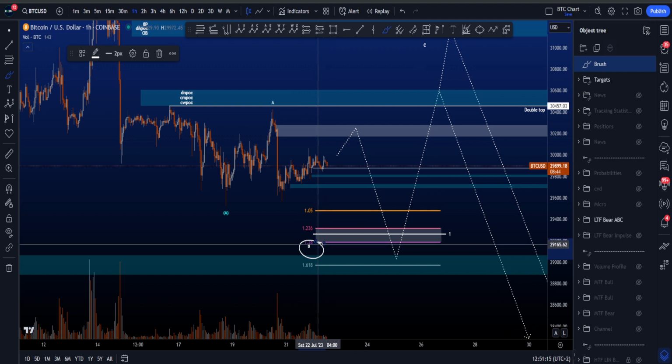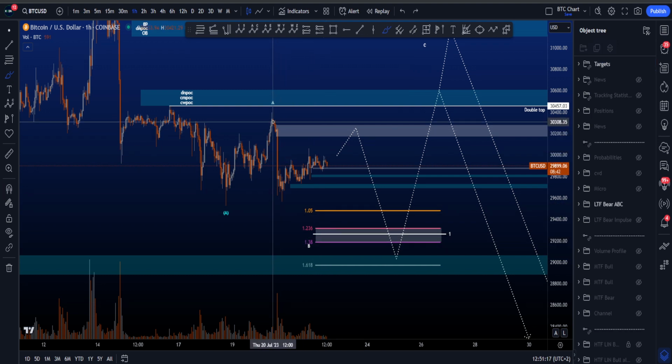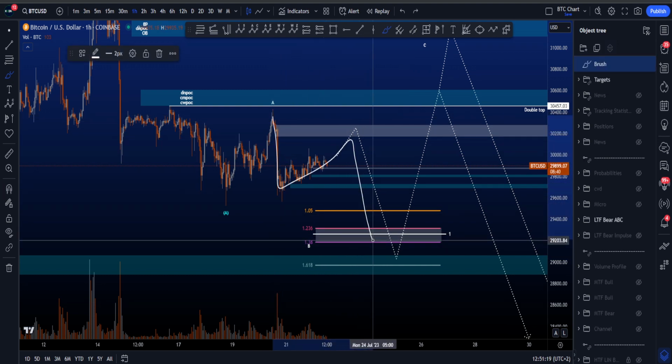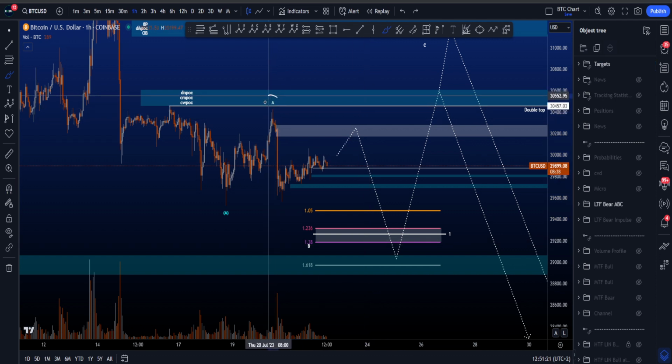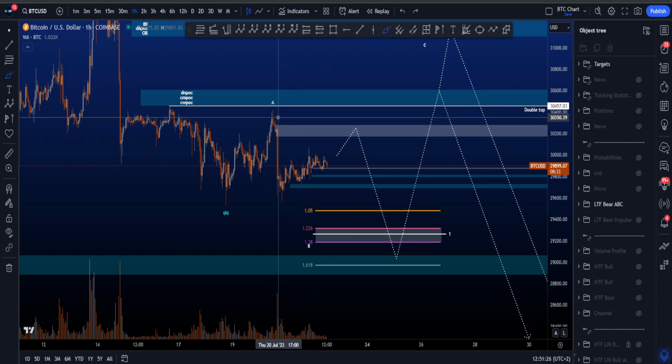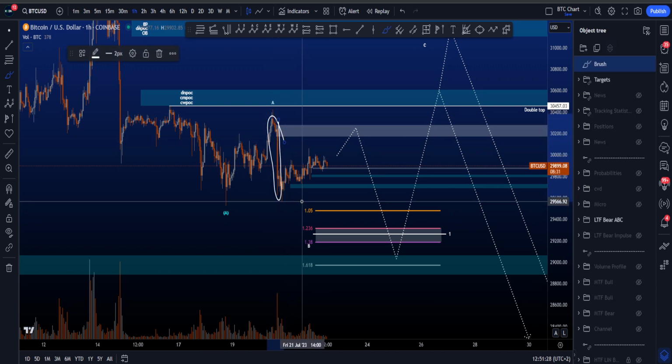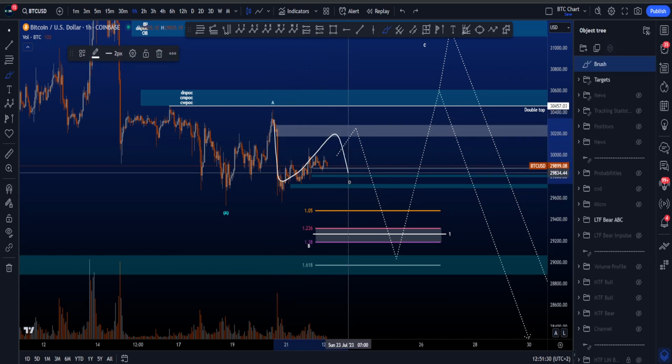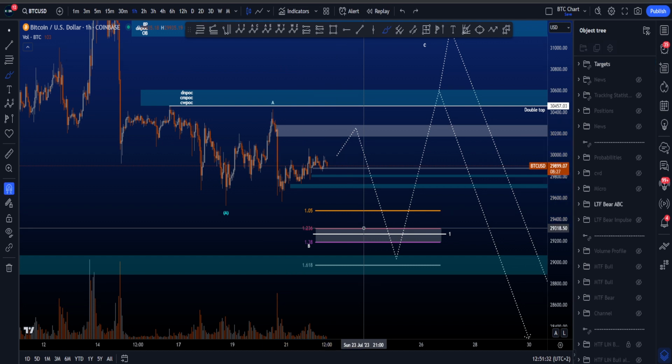Now inside this wave B, we are then looking for a zigzag, which by itself is a 5-3-5 wave structure, because again, in a wave A and in a wave B, we are looking for a 3-wave structure, while this at the moment looks very much like a single structure. So we are then still looking for a move to the downside in this scenario.